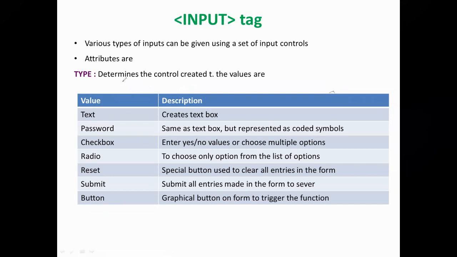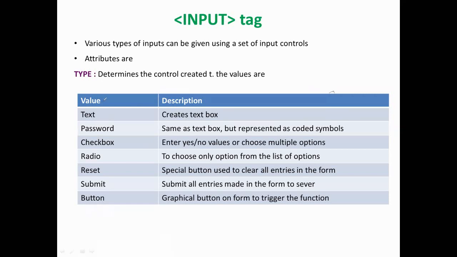So different types of inputs are available. How to give the different types of inputs is done with the help of your type attribute. Different types of inputs can be given with the help of the type attribute. For that type attribute, values are present. The values are text, password, checkbox, radio, reset, submit, and button.